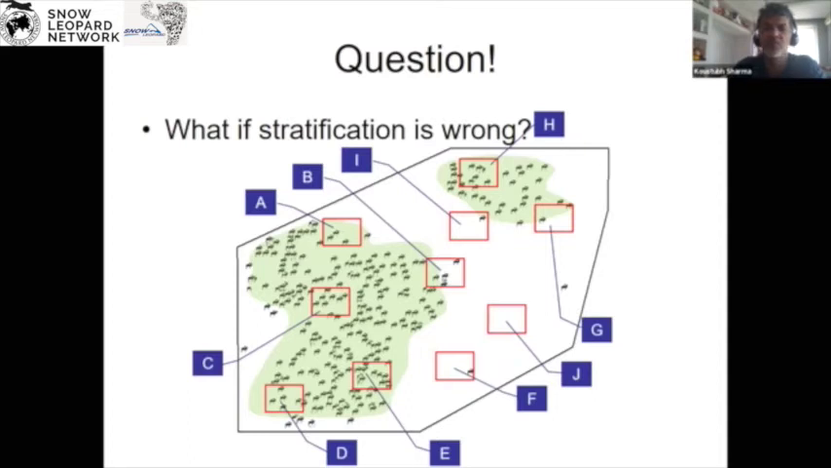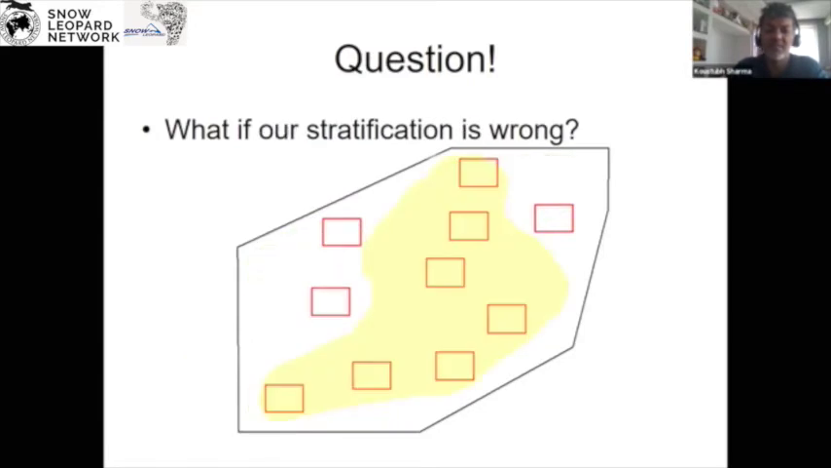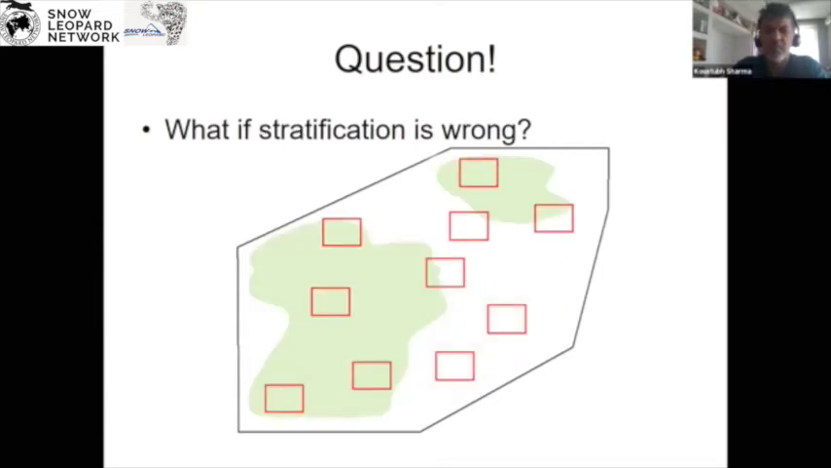So you need to answer and let me know what would happen if you have a situation like this, where your stratification was done assuming this is how the animal distribution was, that there were more in the yellow area, fewer in the white area, or the other way around. But it turns out that they were more in this green area, which is totally unrelated to how our stratification has been. What happens in this case?